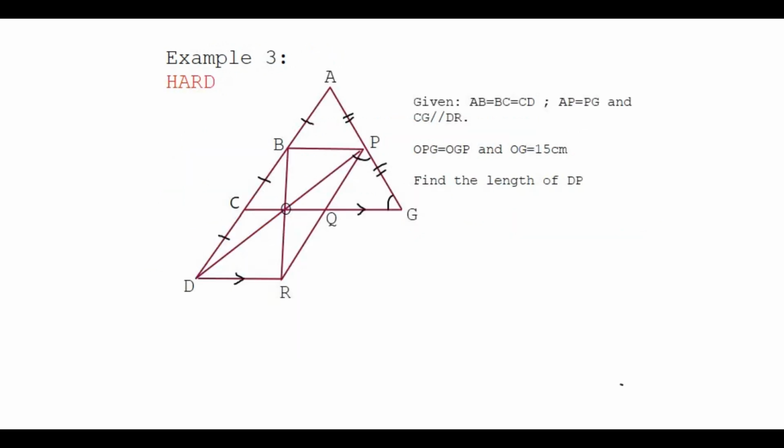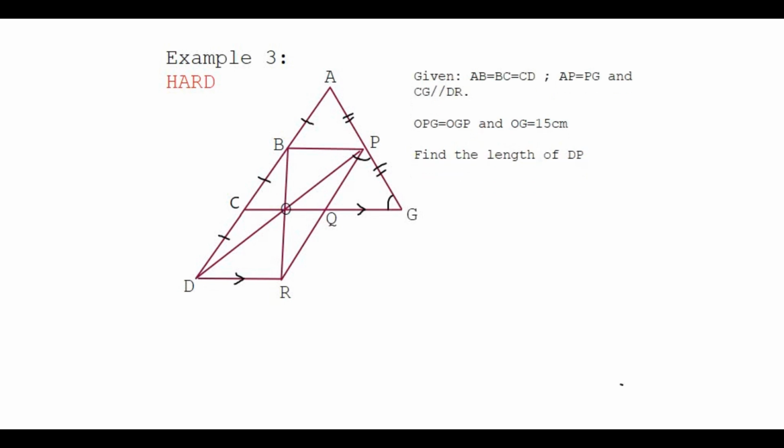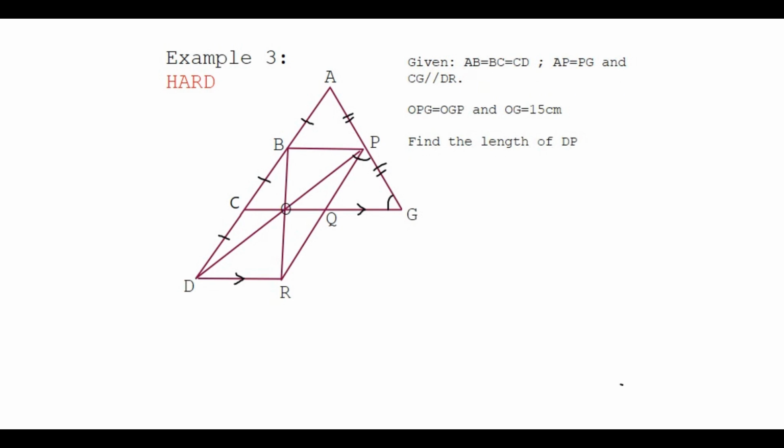For our final example, we are going to take a look at the following. Now this is classified as difficult, but it's between fair and difficult. It's not too hard once you see what is required of you. So let's go through all the information together. They say given here is AB equals BC equals CD. Then they say AP equals PG. Do we see our midpoint theorem?